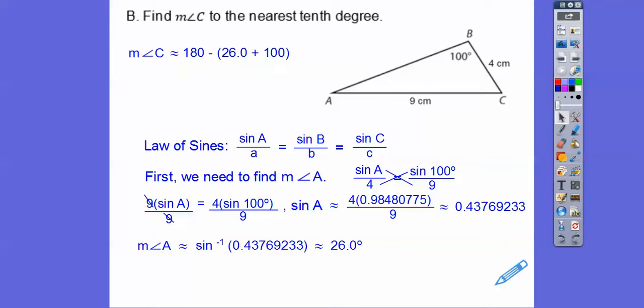Then for angle C, remember there are 180 degrees in a triangle, so angle C is going to be the rest of 180. So I take off the 100, I take off the 26. Now remember, it says round to the nearest tenth. So to the nearest tenth, this is 54.0. Just make sure you're following those directions.